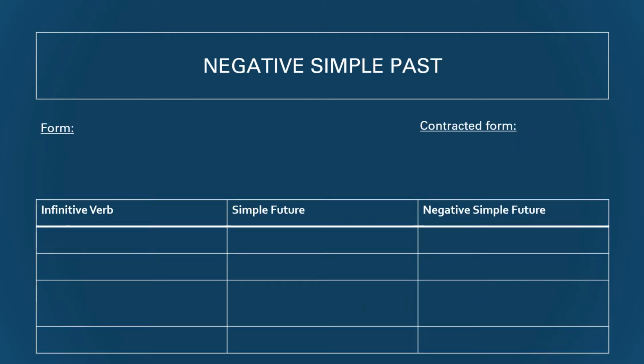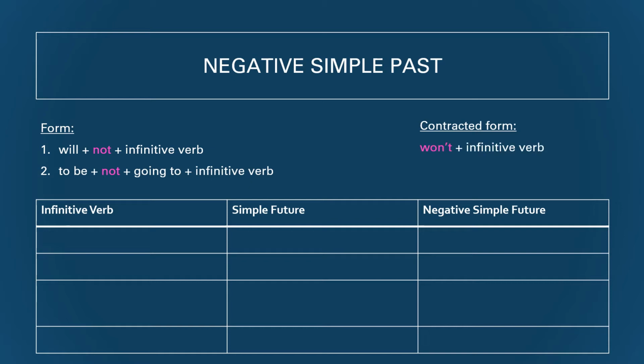We're now going to talk about how to make the negation. And there are two ways, just like there are two ways to make the affirmation. So the first method is will plus not plus infinitive verb. The second form is to be. Remember, you have to conjugate it. Plus not plus going to and plus the infinitive verb. And the contracted form, won't, plus infinitive verb.